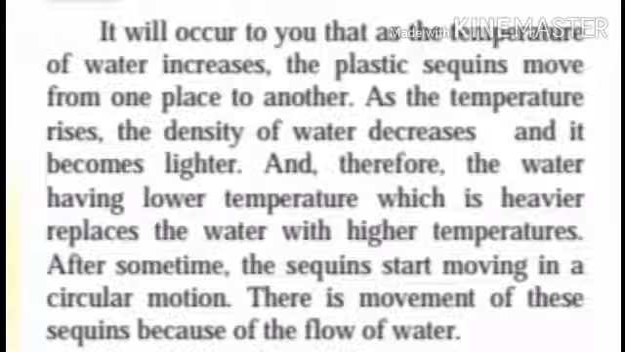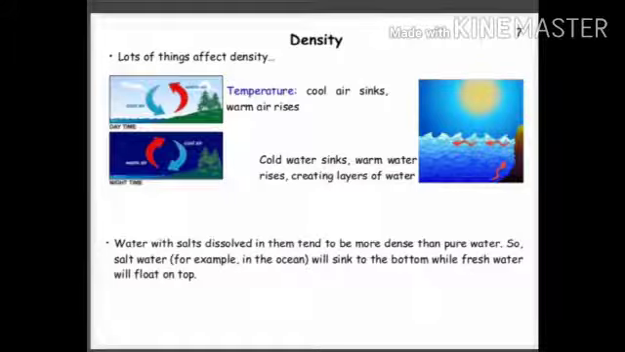See, children, you will notice that as the temperature of water increases, the plastic sequins move from one place to another. As the temperature rises, the density of water decreases and it becomes lighter. Therefore, the water having lower temperature, which is heavier, replaces the water with higher temperature. After some time, the sequins start moving in a circular motion. This movement of the sequins is because of the flow of water. Children, density means thickness of water.